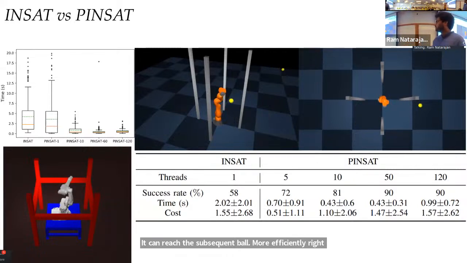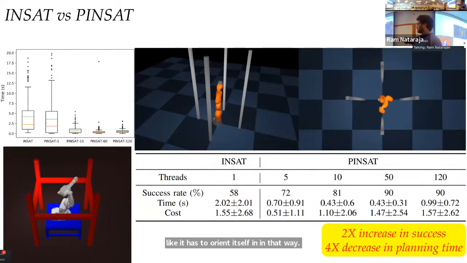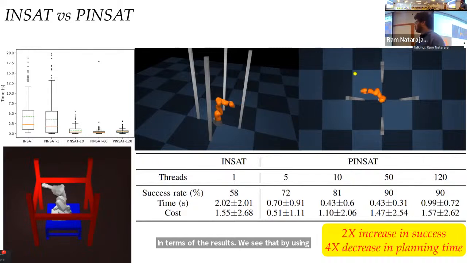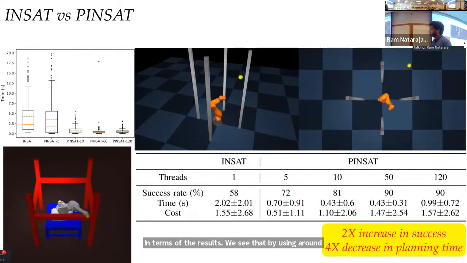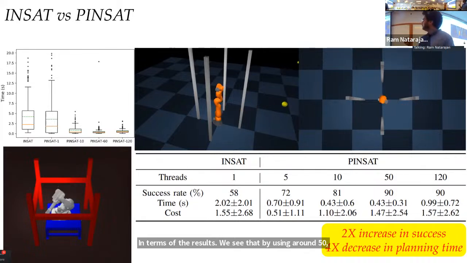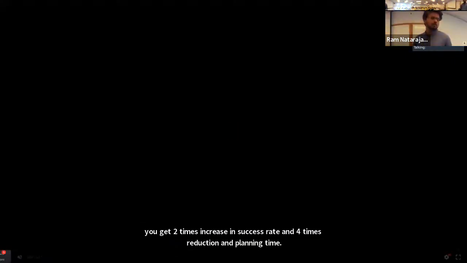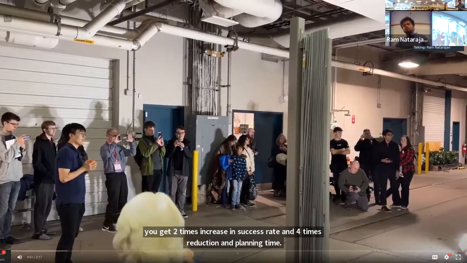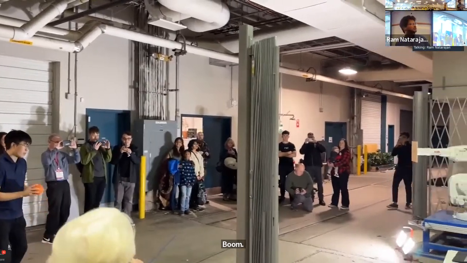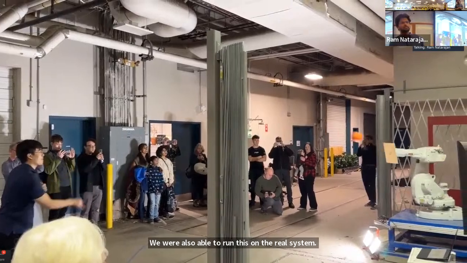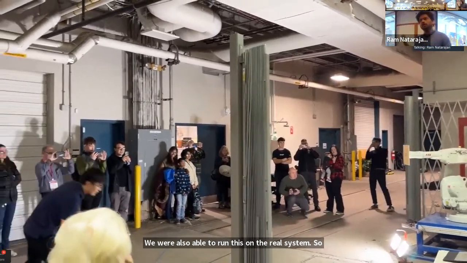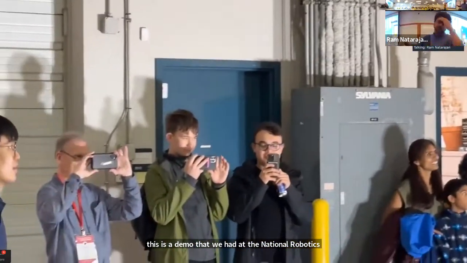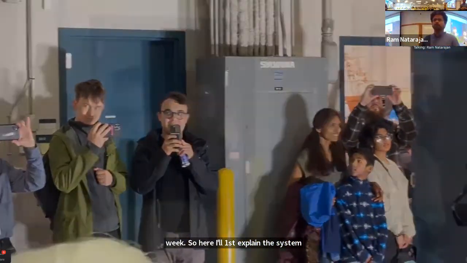In terms of the results, we see that by using around 50 threads, you get 2 times increase in success rate and 4 times reduction in planning time. And we were also able to run this on the real system. So this is a demo that we had at the National Robotics Week. Here, I'll first explain the system, and then maybe I'll go into how PinSat is used.